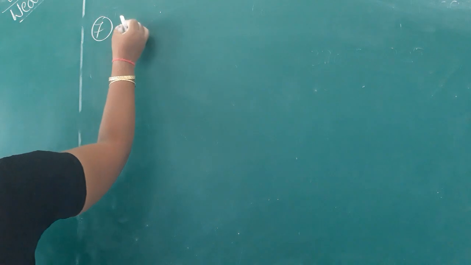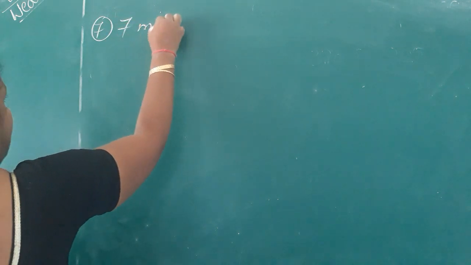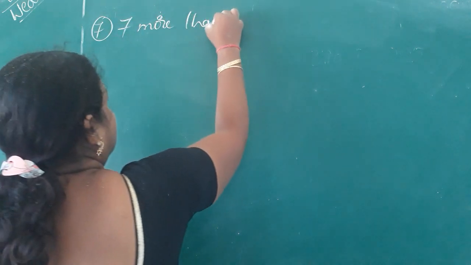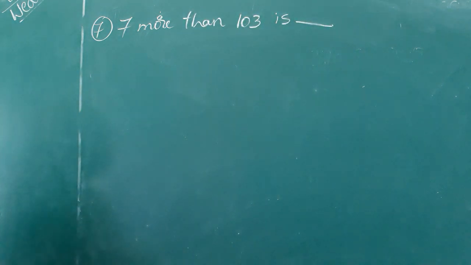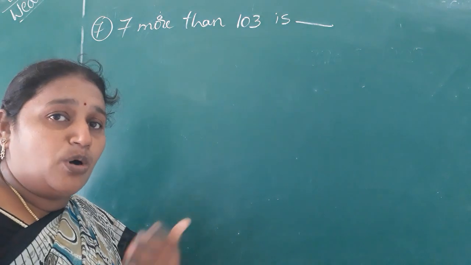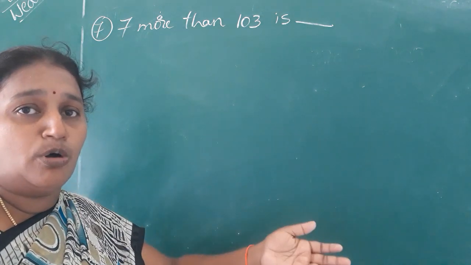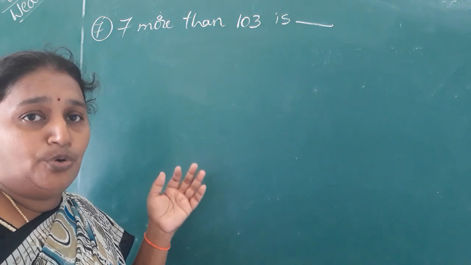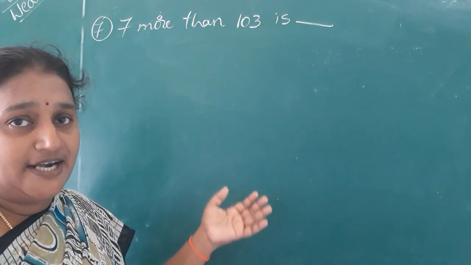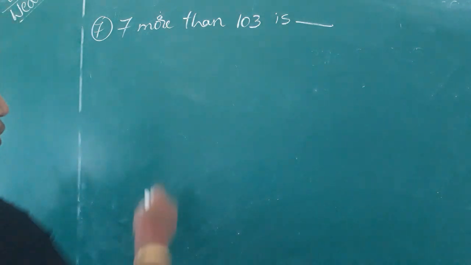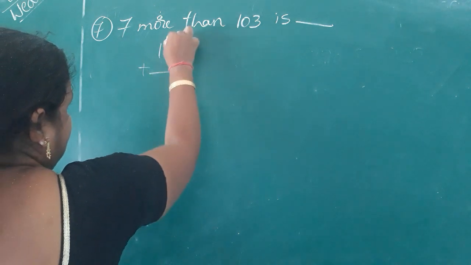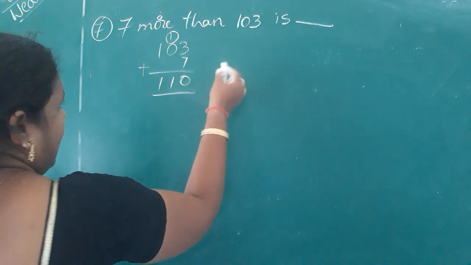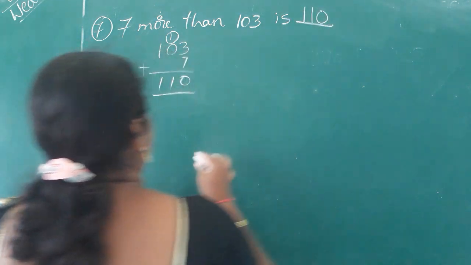Next, 7 more than 103 is. What is 7 more than 103? More than is how much more? It is 7. If you give 7 more to 103, how much is it? So 103 plus 7. 7 plus 3, 10. 1, 1. So the answer is 110.